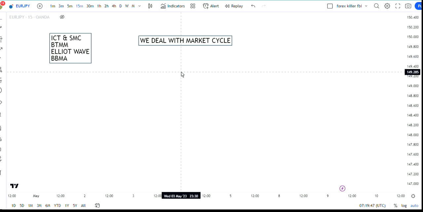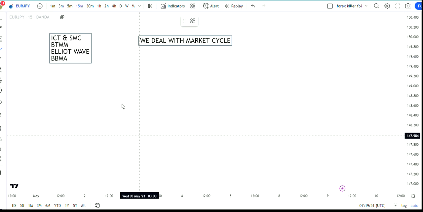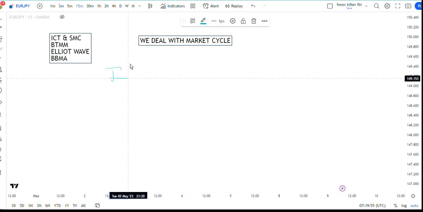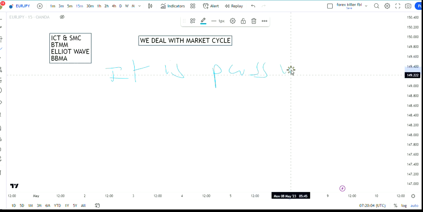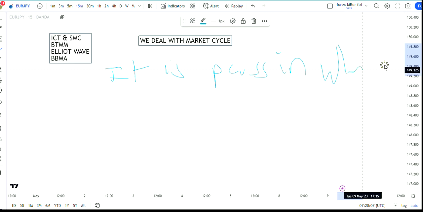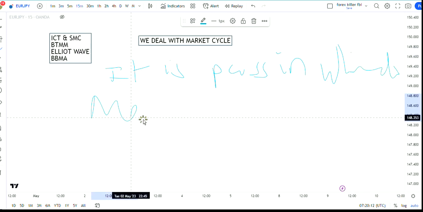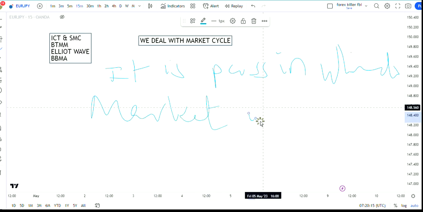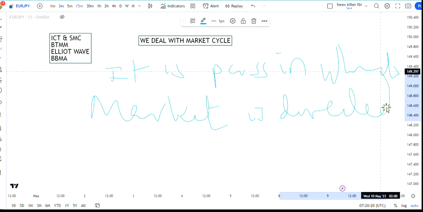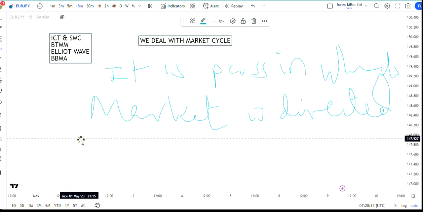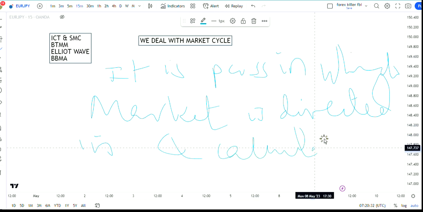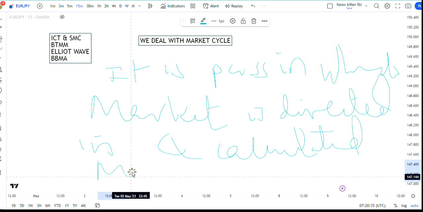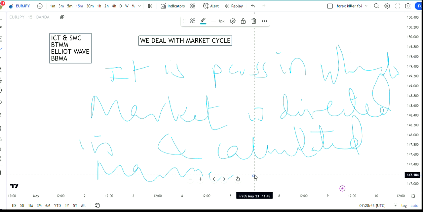What is a market cycle? We say it is a path in which the market is directed in a calculated manner.